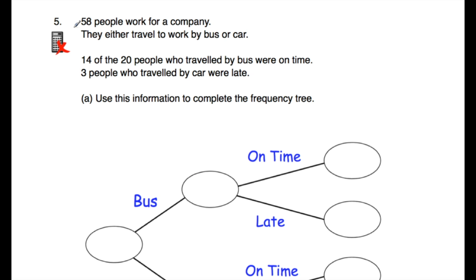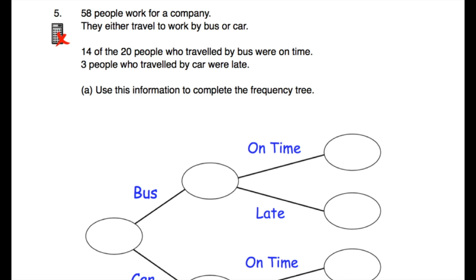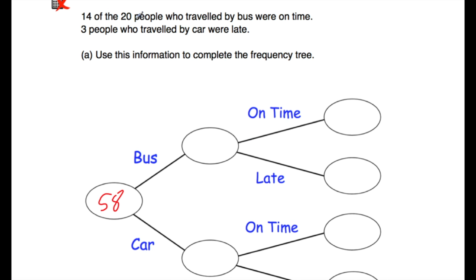Okay, let's have a look at question number 5. So question number 5 says 58 people work for a company and they either travel to work by bus or by car. And we're told that 14 of the people, so there's 58 of them, so let's put that in there to begin with, 58. And then we're told that 14 of the 20 people that travelled by bus were on time. So there's 20 that travelled by bus and 14 of them were on time. And that means that 6 of them were late.